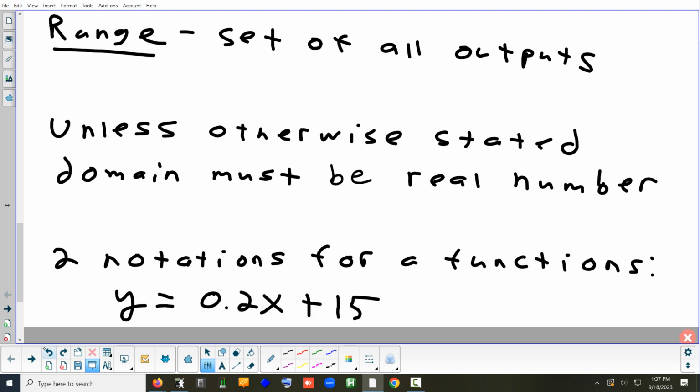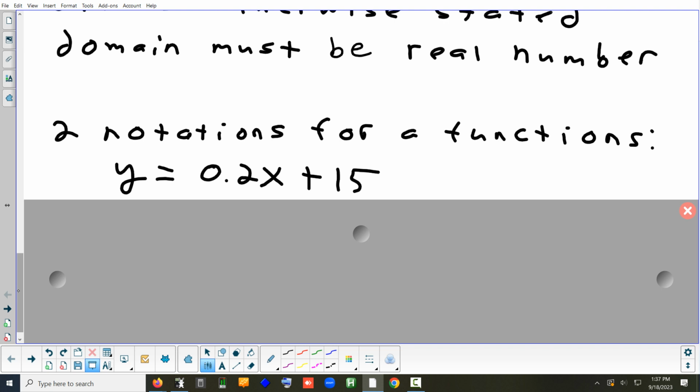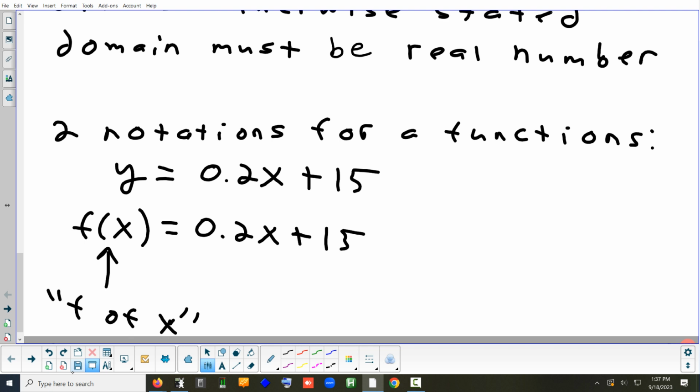And there's 2 different ways we can write functions. You can use what's called y equals notation, but there's also something else you can use instead of y, and it has some parentheses in it. Does anybody remember the other notation you can use? Yeah, like f of x. You can use f of x. F of x means exactly the same thing as y.